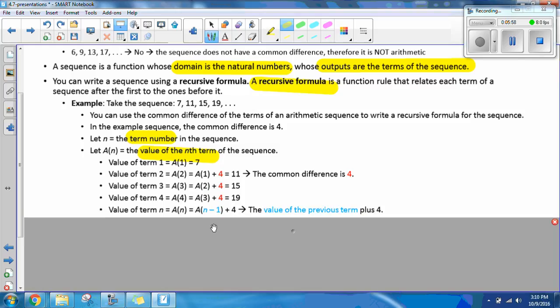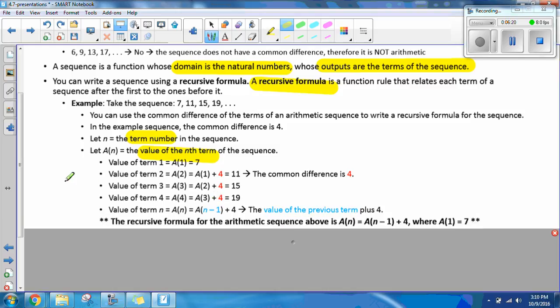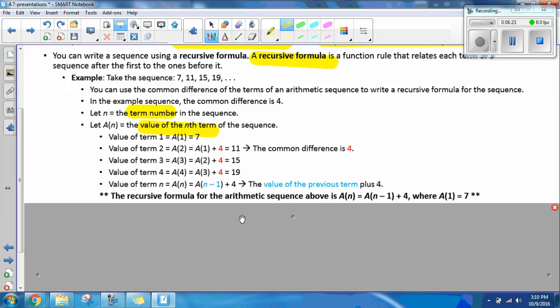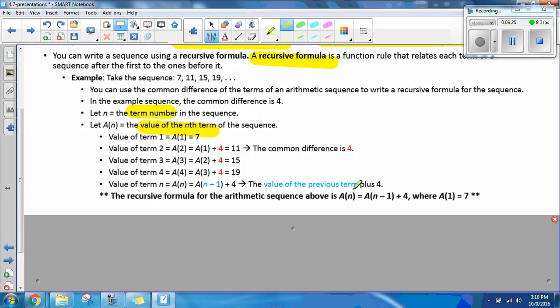So now I can find the value of the nth term, a of n, by taking the value of the previous term, so I do n minus 1, since that will give me the term before it, plus 4. So the recursive formula for this arithmetic sequence is a of n, the value of the nth term, is equal to a of n minus 1, the value of the previous term, plus 4, where a1 equals 7.